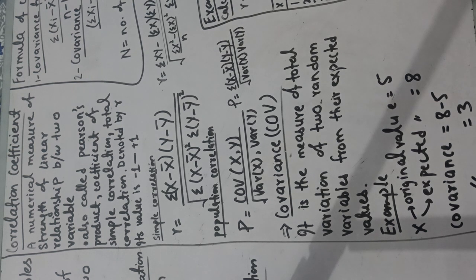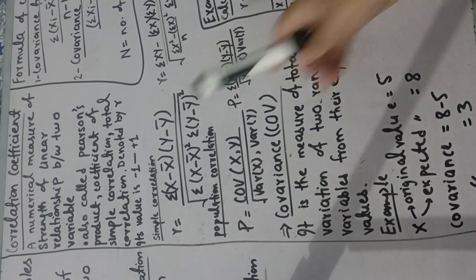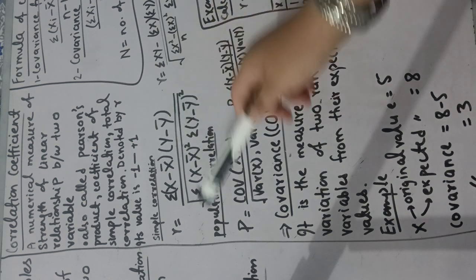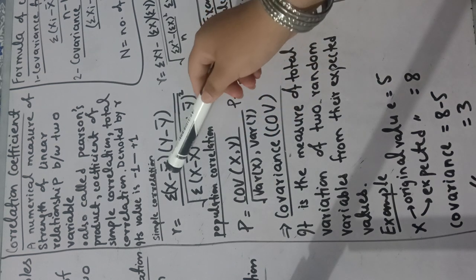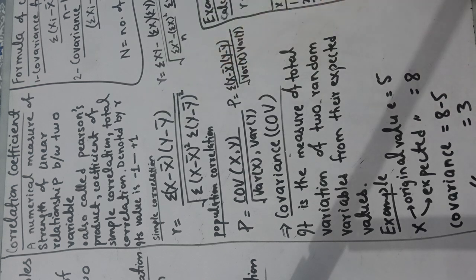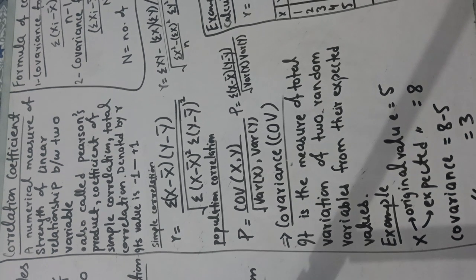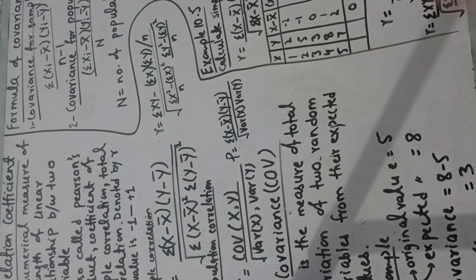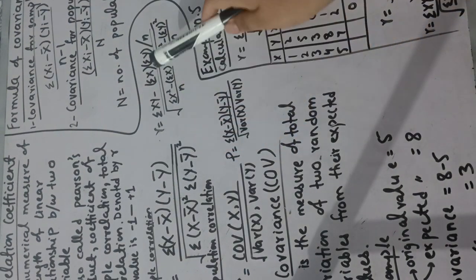So what are the formulas for it? The first formula is for the simple correlation. This is the formula, with x bar the mean of x and y bar the mean of y. We have another formula for it. You can use both, and the answers of both formulas are the same.